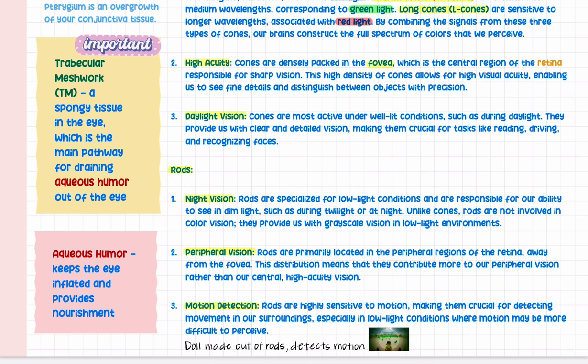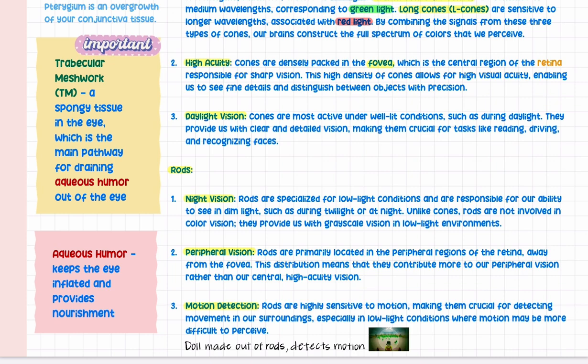Rods also have to do with peripheral vision. Since the rods are primarily located in the peripheral region of the retina, which is away from the fovea, and as I said a while ago, the fovea only has cones in it, they contribute to peripheral vision rather than our central high acuity vision. And another thing is rods are great for motion detection.